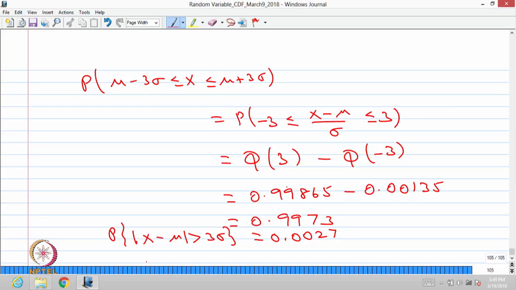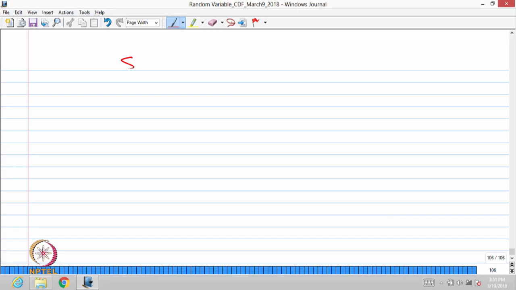Like that, one can compute the probability of x lying between mu minus 2 sigma and mu plus 2 sigma. Similarly, one can compute the probability of x lying between mu minus sigma and mu plus sigma. These are all standard results for the normal distribution. The main use of the normal distribution is the central limit theorem, which I will explain after I introduce multidimensional random variables, so I will discuss that at the end of the probability part.